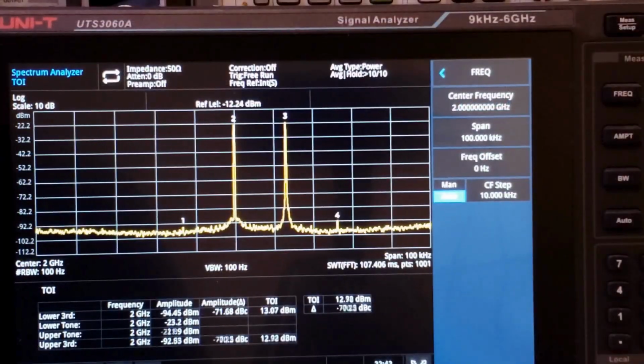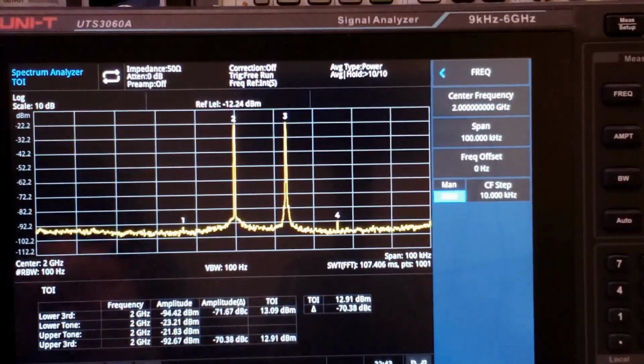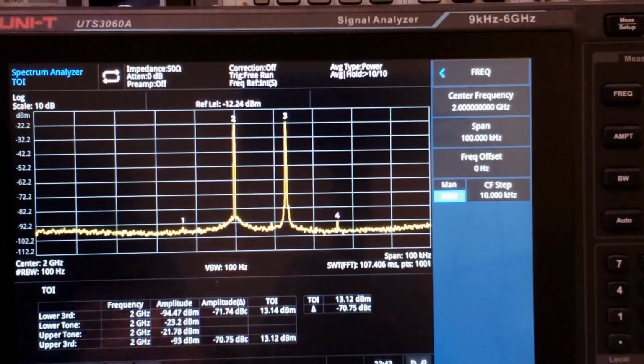All right, I just adjusted some of the parameters. Originally, the span was too wide, it was at 20 megahertz. That's going to take forever for the scan to finish. So I reduced it to 100 kilohertz, like what we did before. And currently the resolution bandwidth is set at 100 hertz.